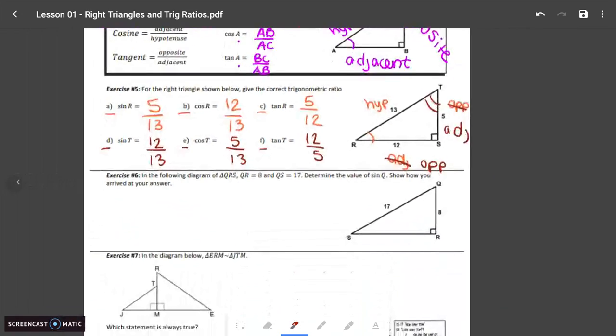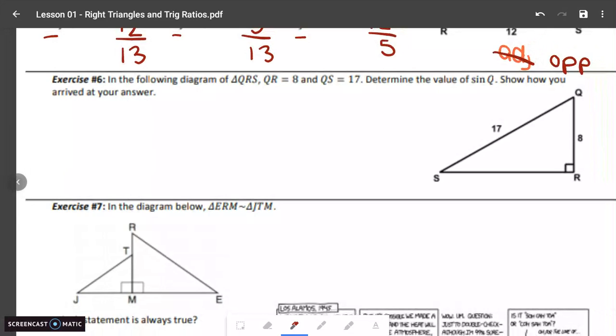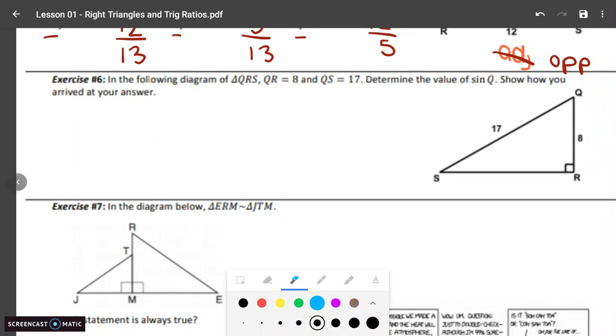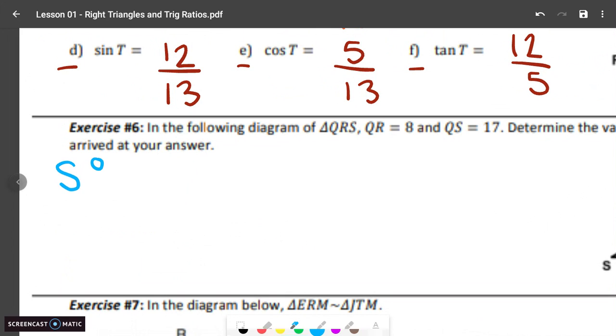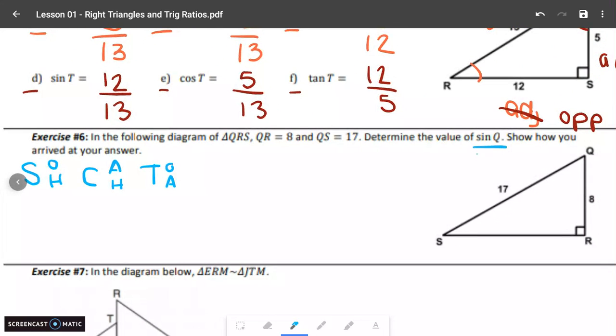Okay, so let's look at the next one, exercise 6 here. So we have the sides given for this right triangle, QRS. We have QR is 8, QS is 17, and we want to determine the value of sine of Q. So first thing, I'm going to write out SOHCAHTOA again. And I'm going to get in the habit of writing this out anytime I need it. Okay, so I know I'm talking about sine of Q. So from this angle, I have my opposite. I know this is the hypotenuse, and this is the adjacent. So if I look here, opposite over hypotenuse, I'm missing the opposite right now, and I need it to be able to solve for this.